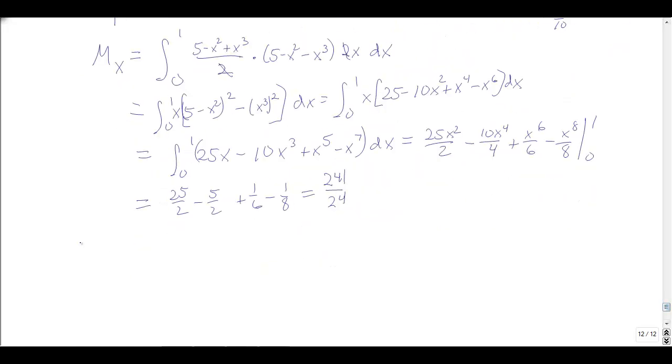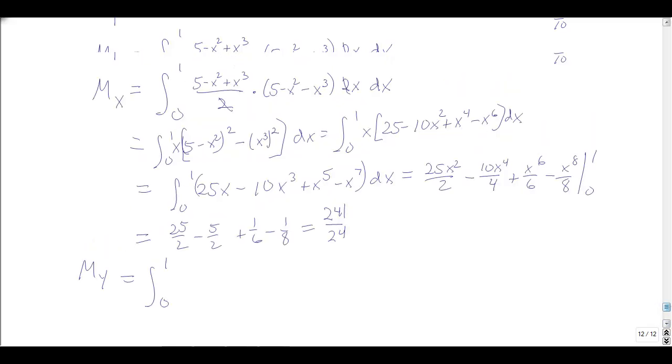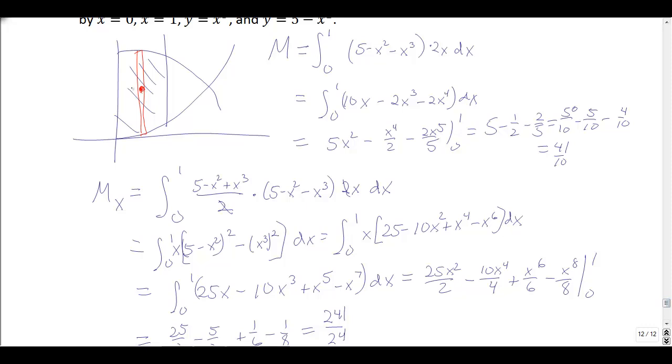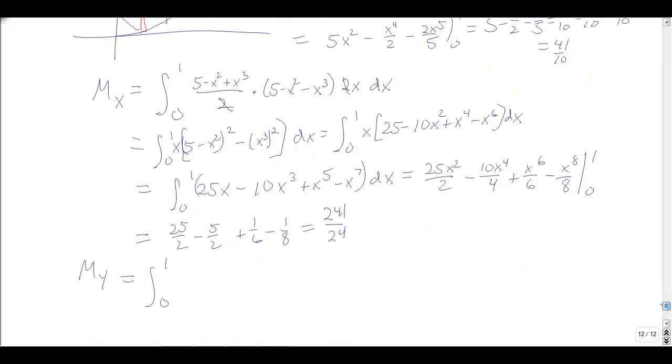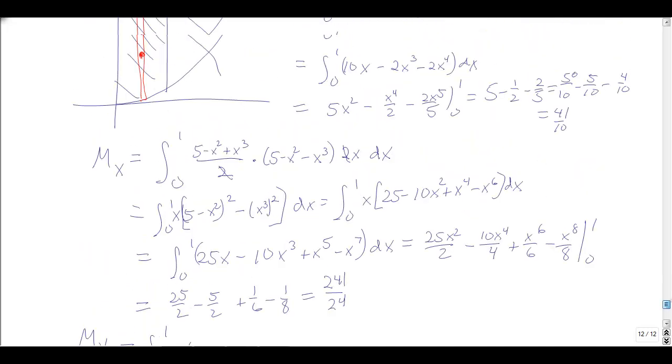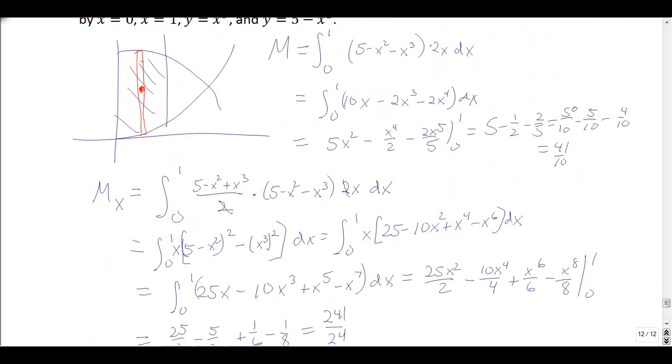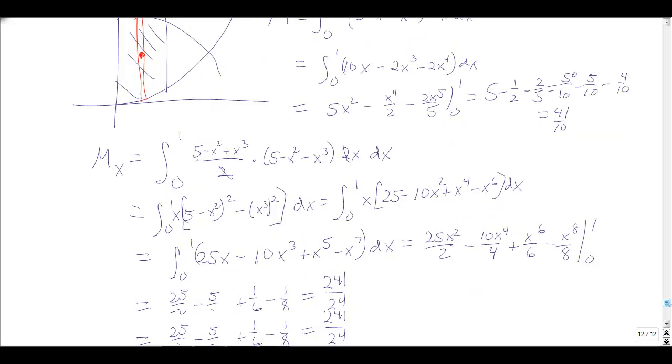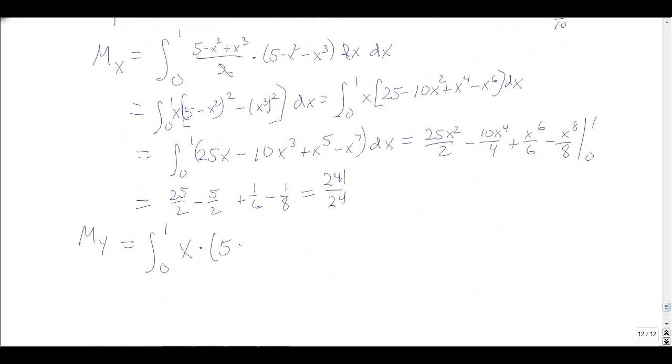We also want our moment about the y-axis. So we get an integral from 0 to 1. And then we're going to do a distance to the y-axis for this red rectangle. Well, that distance is just x. And then we're going to get the height of that rectangle, which is top minus bottom. That's 5 minus x squared minus x cubed. And then we need to multiply by the density, which is 2x.